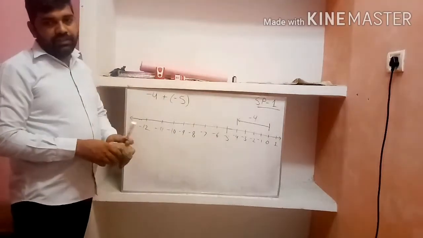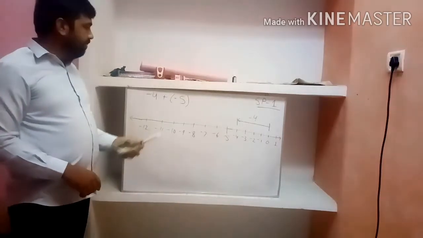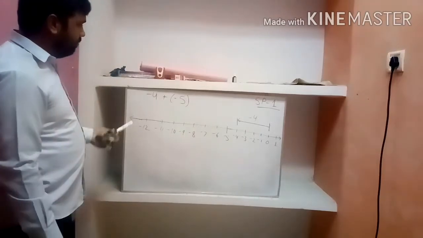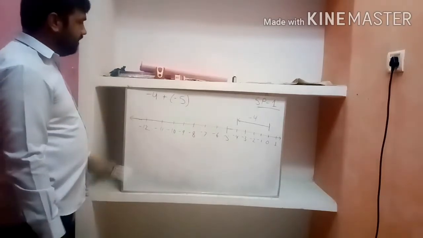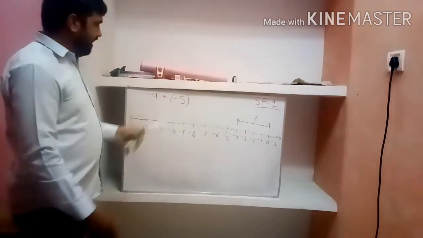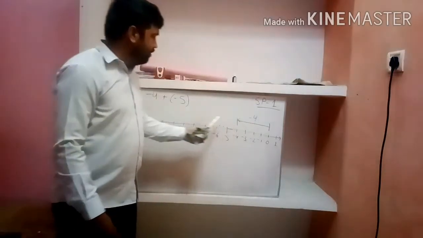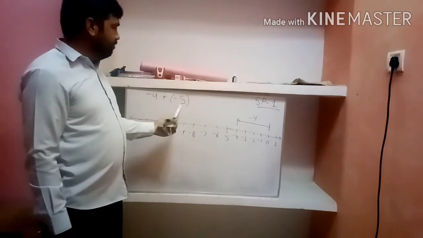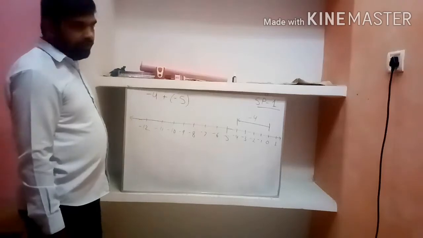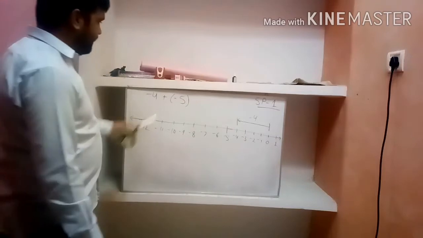Now see again. After that we have to move -5. So what does plus mean here? Here plus means we have to add. Add means we have to move in the forward direction, in the same direction. So plus means forward, minus means backward. So plus means in the same direction, from left to right you move 5 steps. That is the -5 step.